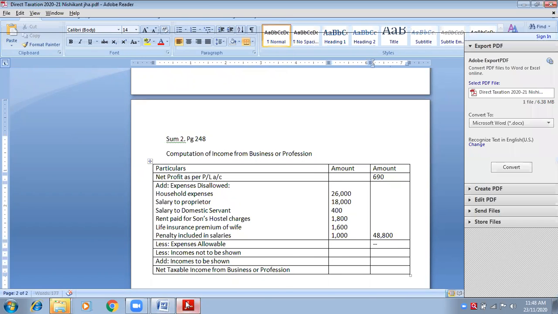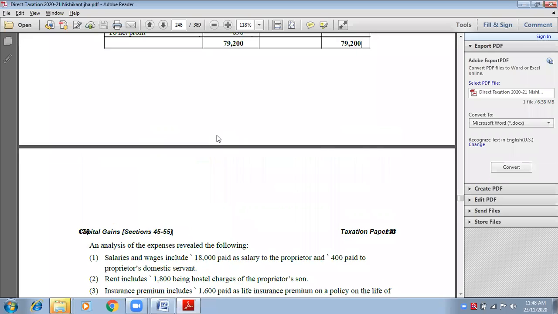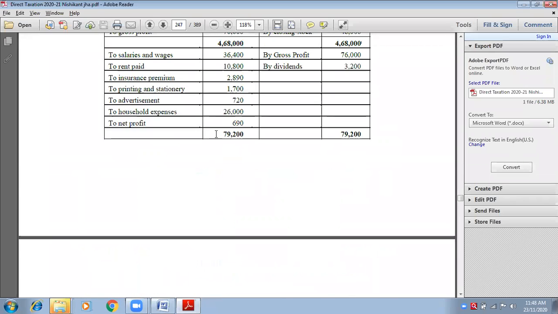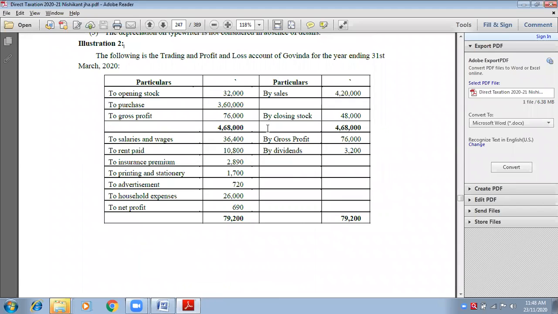Next item, less incomes not to be shown. Where do we need to locate this? Credit side and adjustment. Very good. Can you see the credit side? First, credit side. Always go in sequence. First, look at the credit side. Can you see any income that should not be shown, but they have shown and we need to discard it? We need to remove it.